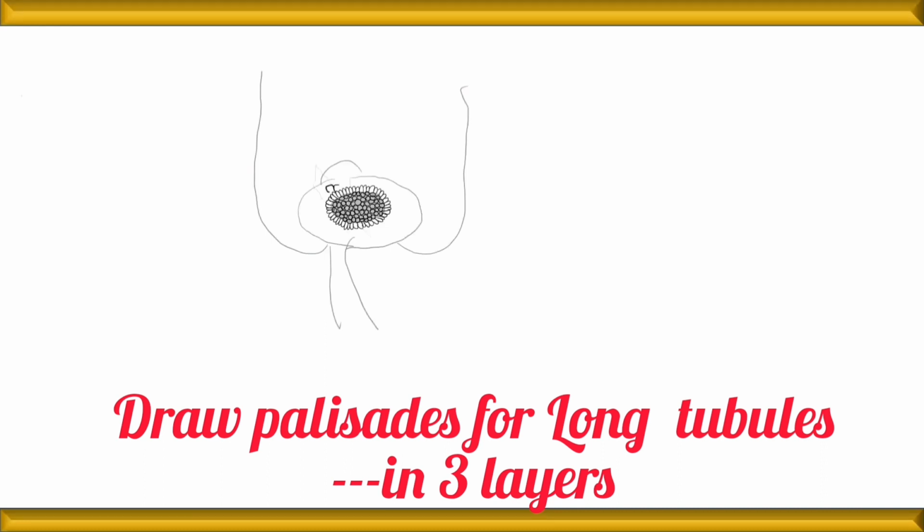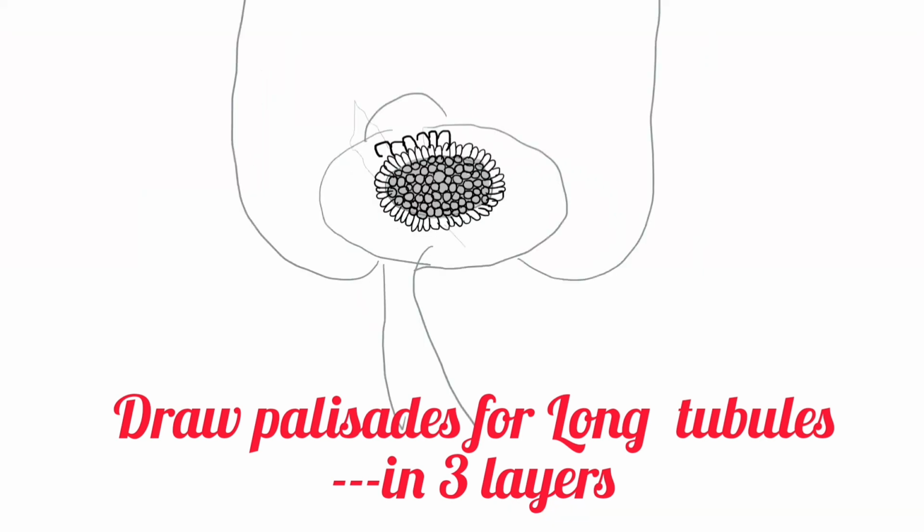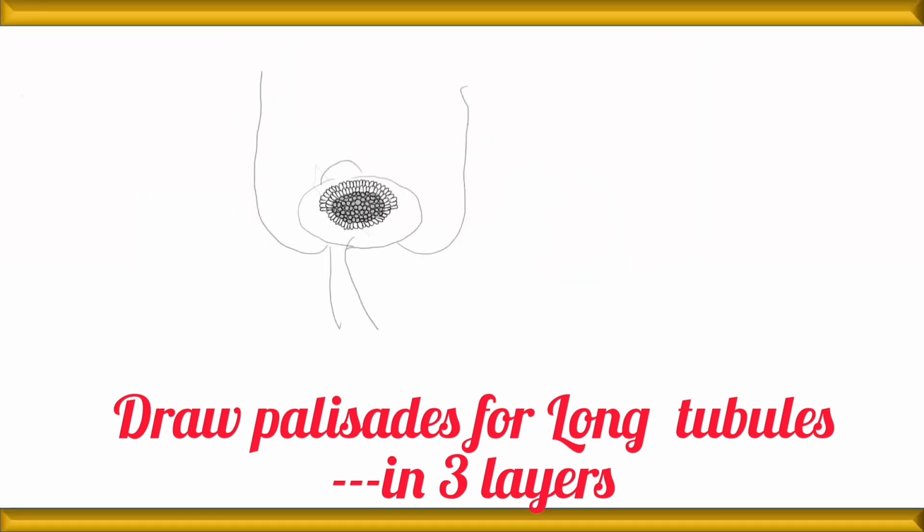So the central tubule should be appearing like the center of the aster flower, which is yellow, and the palisade layers of long tubules what we draw, they appear like petals. So keeping this in mind, draw the second layer and draw them very neatly around, and also draw the third layer surrounding the second layer similarly. Once you are done, you can see a series of layers appearing.